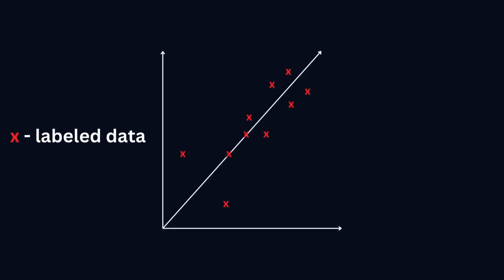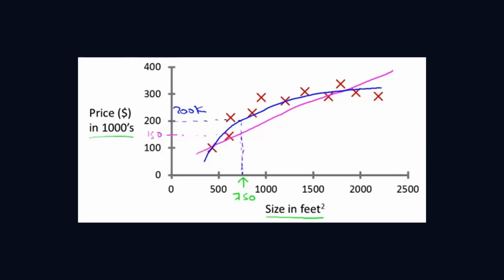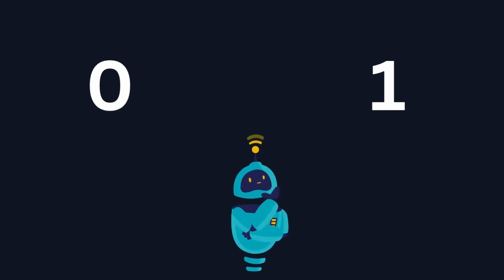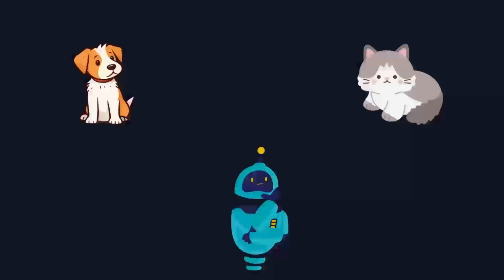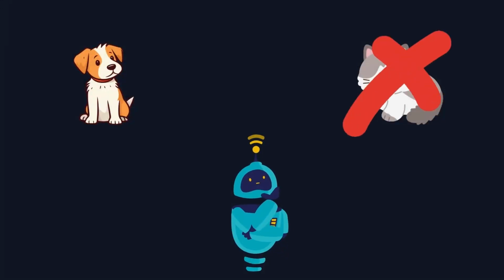In a regression problem, we are trying to predict results within a continuous output, for example, predicting the price of a house based on its size. In a classification problem, we are trying to predict results in a discrete output, for example, given a picture of some animal, determining if it's a dog or not a dog.